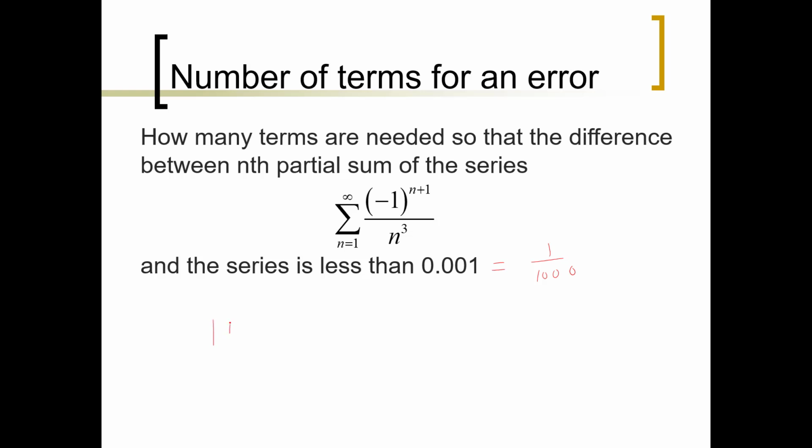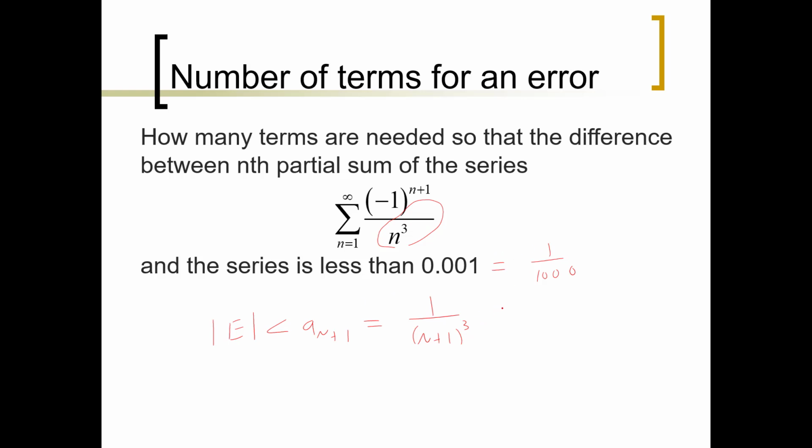Well, the error between the two is always less than the next term that we did not add. Well, that's the positive portion. That's this guy right here. So that's equal to 1 over, just replace the n with n plus 1, you get (n+1) cubed. I want this error to be less than 1/1000.